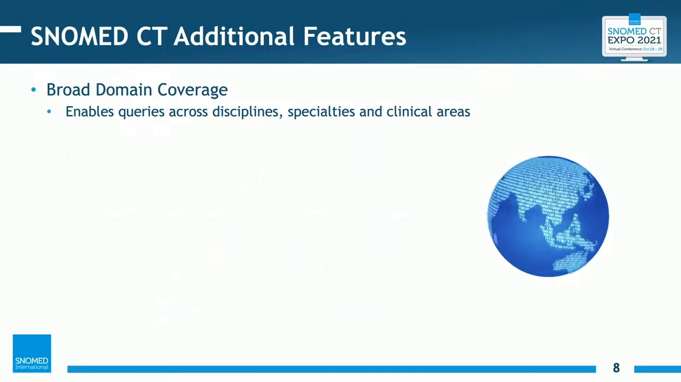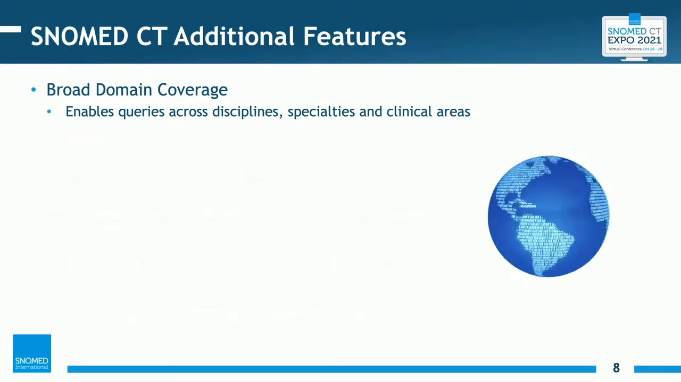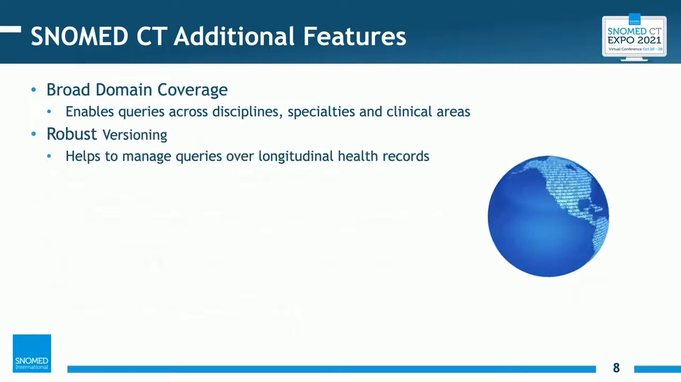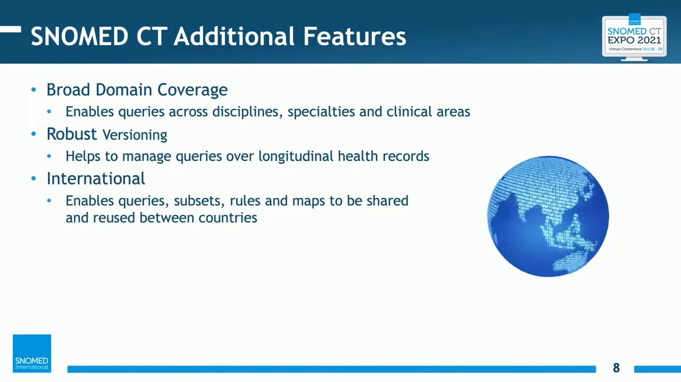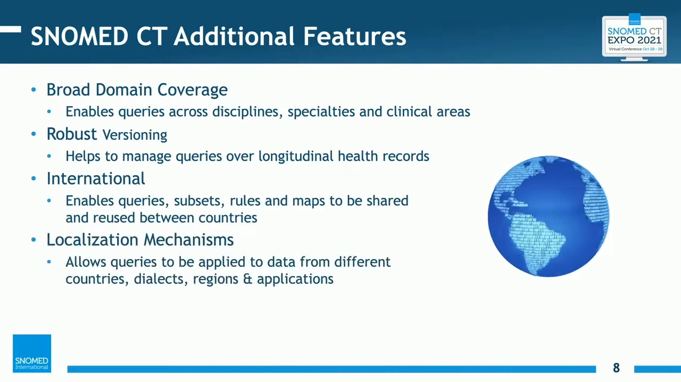SNOMED CT's broad scope allows you to query across different disciplines, specialties, and clinical areas. It has a robust versioning mechanism to help manage queries over health records collected over a period of time. And SNOMED CT is international to support data sharing and queries over international datasets. And it also has localization mechanisms to support more locally specific queries.